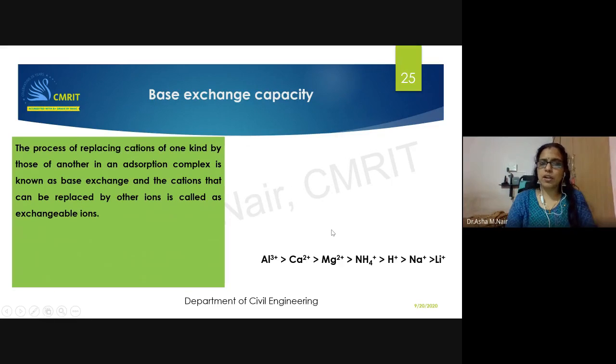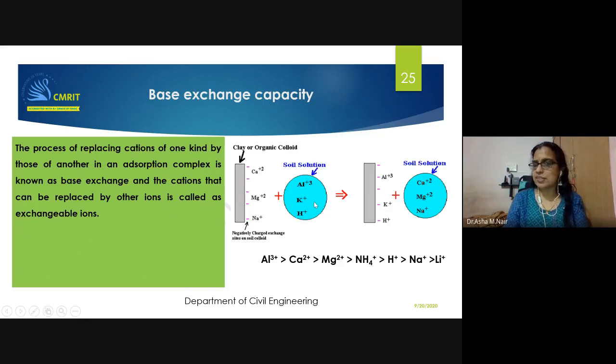Maybe you may not see it, because as I told you, today I have taken some questions from some resource. So maybe in another one, this table itself is very important. The reactivity: aluminum is more reactive than calcium, then magnesium, then ammonium, then hydrogen, then sodium and lithium. This is based upon the activity series.